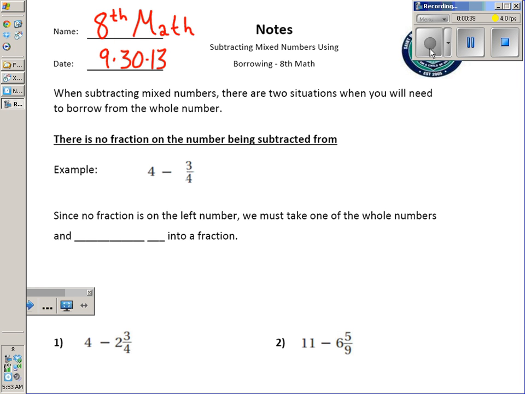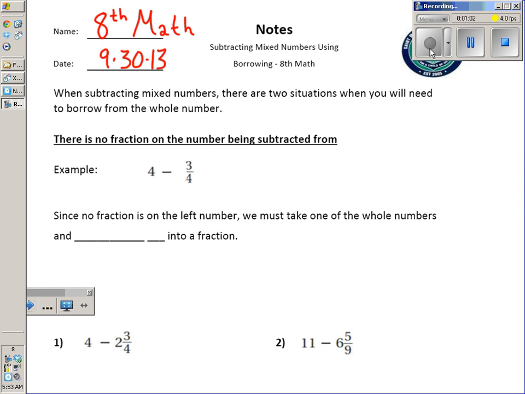Okay, so when subtracting mixed numbers, there are two situations. The first is when there is no fraction on the number being subtracted from. All right, so that's situation one. And we have an example of that: 4 minus 3/4. From the 4, there's no fourths for me to take from yet.